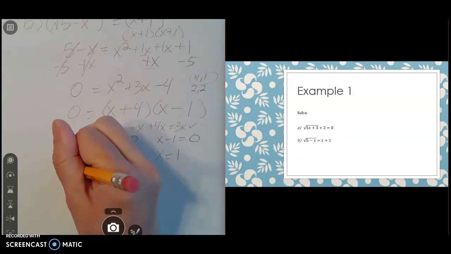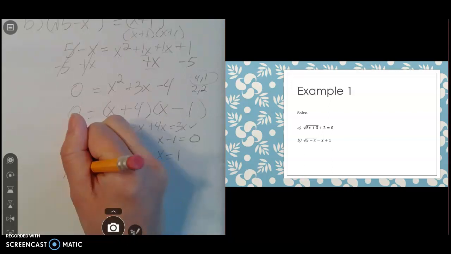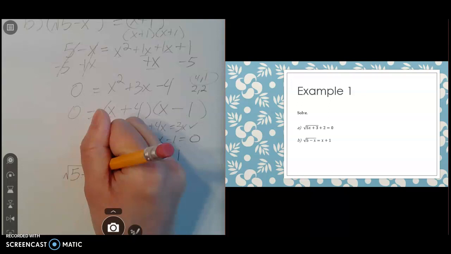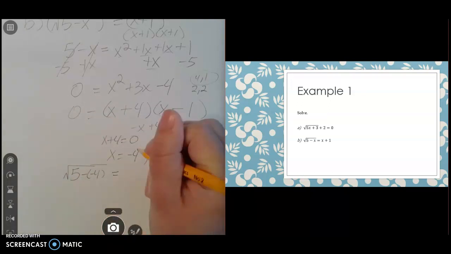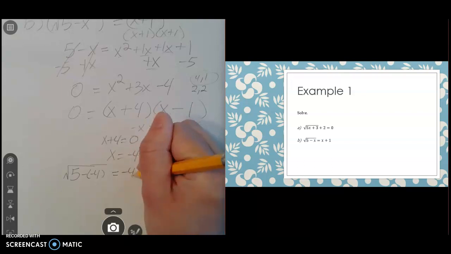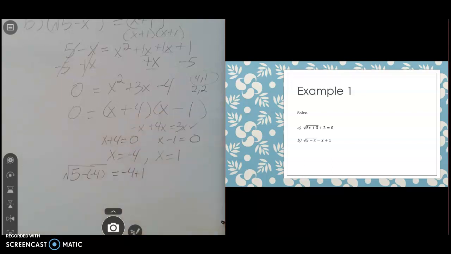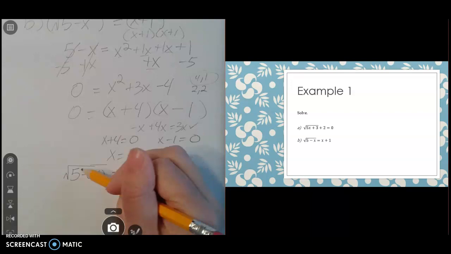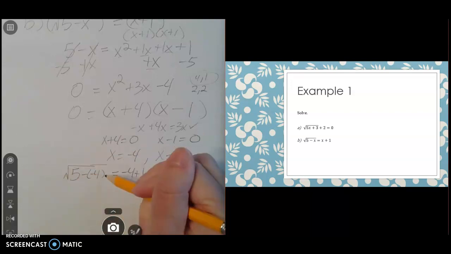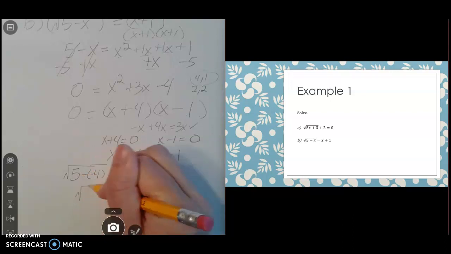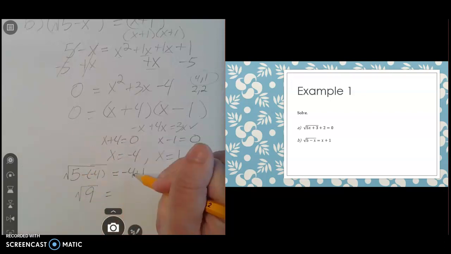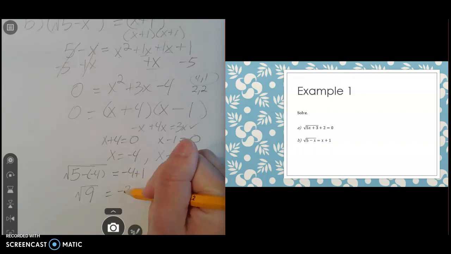So I'm going to have the square root of 5 minus x. So for negative 4, I'll have 5 minus negative 4. And that should equal x plus 1, so negative 4 plus 1. That's how I'm going to check the first one. For the square root of 5 minus negative 4, 5 minus negative 4, same thing as 5 plus 4, which would be 9. On the other side, negative 4 plus 1 is negative 3.